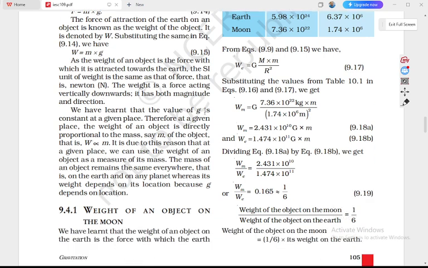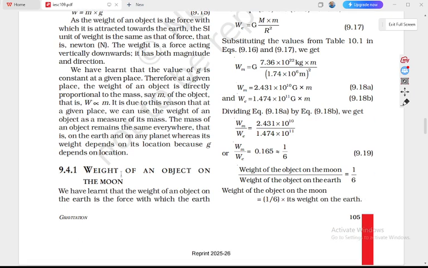We have learned that the value of g is constant at a given place. Therefore, at a given place, the weight of an object is directly proportional to the mass m of the object. That is, W is directly proportional to m. It is due to this reason that at a given place the weight of an object is a measure of its mass. The mass of an object remains the same everywhere, on the earth or at any planet, whereas its weight depends on its location because g depends on location.